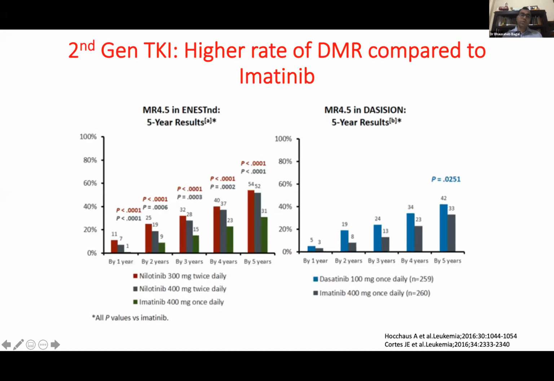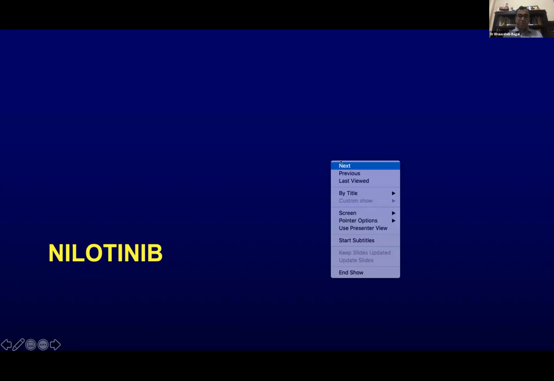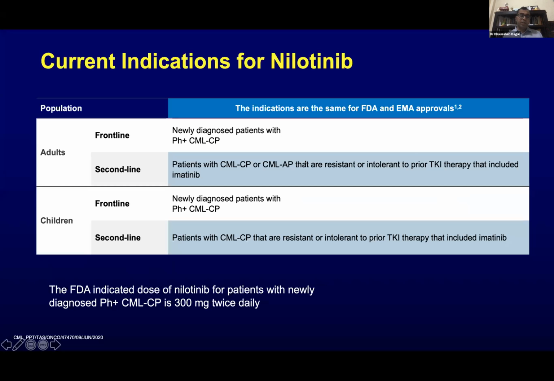And this can be seen from both the ENESTnd and DASISION studies that achievement of deep molecular response is more with second generation TKI. By 5 years, you could see that the difference is roughly 15 to 20% in the nilotinib study, and it is around 10% in the DASISION study as far as deep molecular response is concerned. So it doesn't give us that much of an advantage, but there is definitely an advantage in terms of achievement of deep molecular responses. We'll see some of the nilotinib studies with this background. Nilotinib is approved in adults as frontline and second line treatment, as well as in pediatric patients for first line and second line treatment. And we will see some of these studies.